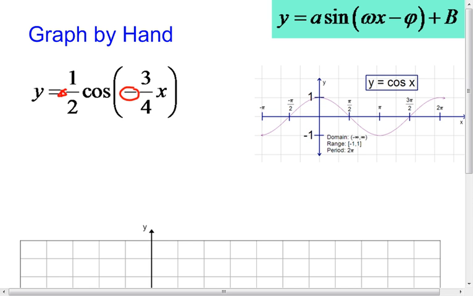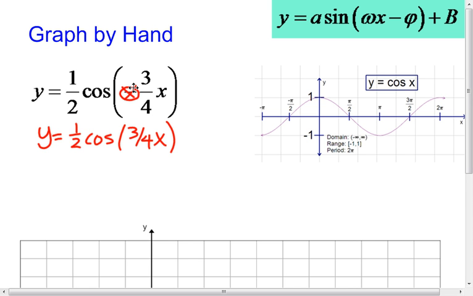If there's a negative out in front, the even and odd properties don't apply to that. Those rules do not apply there. The even and odd property rules only apply when you have a negative inside the parentheses like I do here. So I'm going to pay attention to that negative, and I'm going to remember that cosine is an even function, and on even functions that negative just gets dropped. So what you really have is y equals 1/2 cosine of 3/4 x.